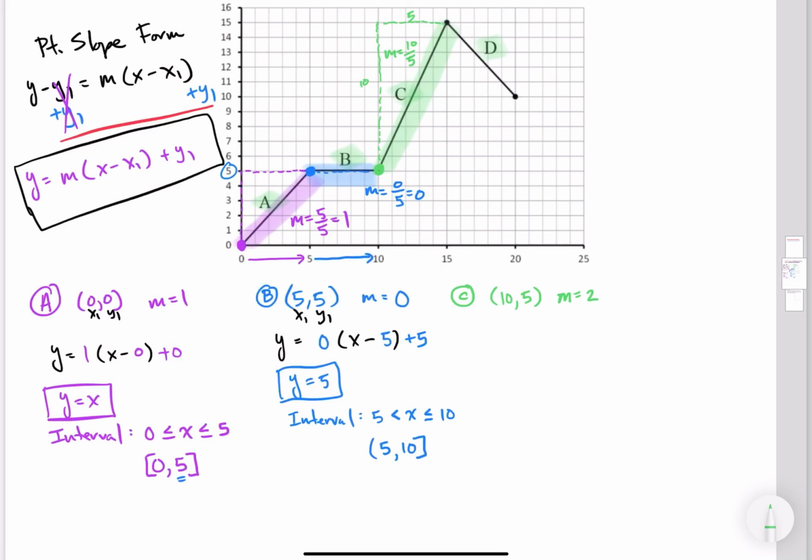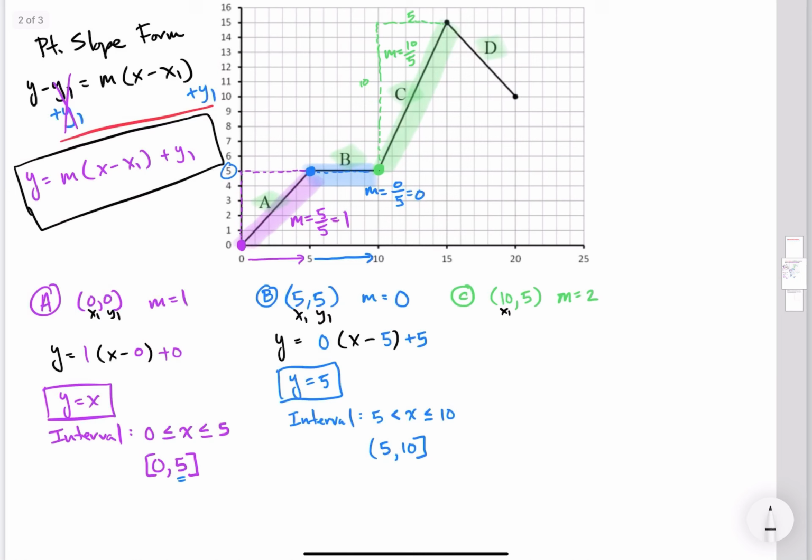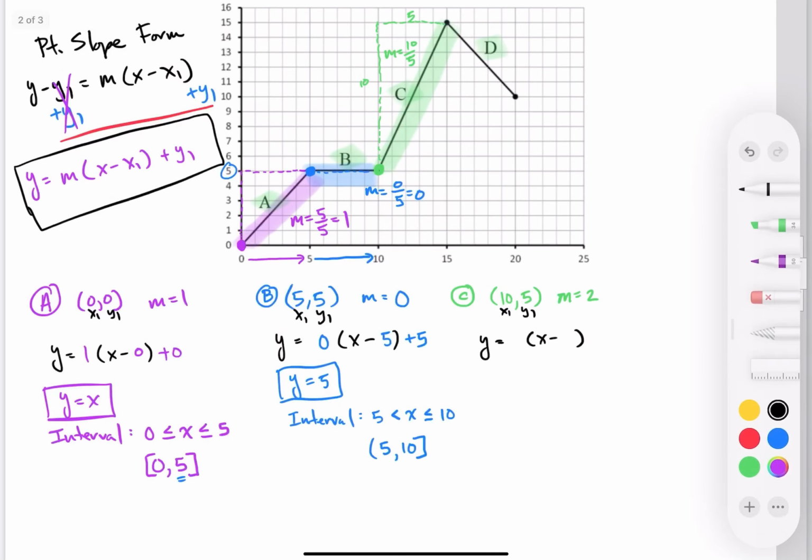So now that we have our point, that's going to be our x1 and our y1, and we have our slope. And again, I'm going to just substitute it in. y is equal to our m times x minus x1 plus y1, and we'll just substitute our values in.